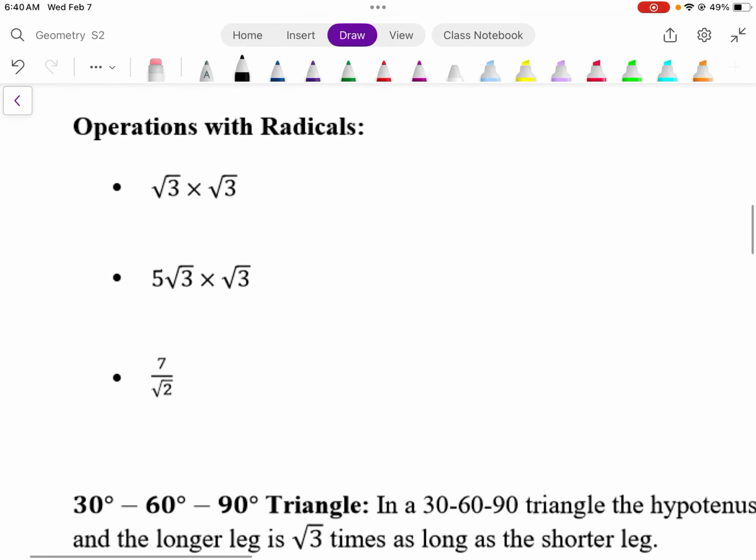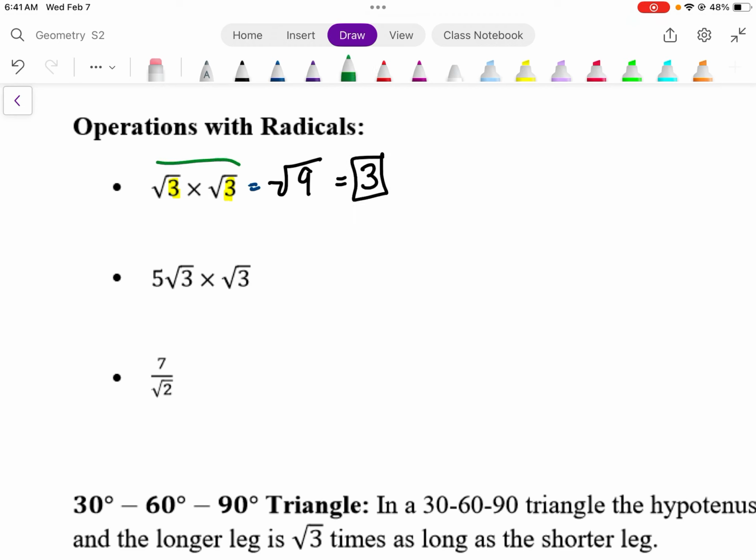With our next part, we're going to practice simplifying operations with radicals. The first one, we have the square root of 3 times the square root of 3. When you multiply two square roots together, you multiply the values that are underneath the radical. So for this one, we would do 3 times 3, and that equals 9. And the square root of 9 is equal to 3.